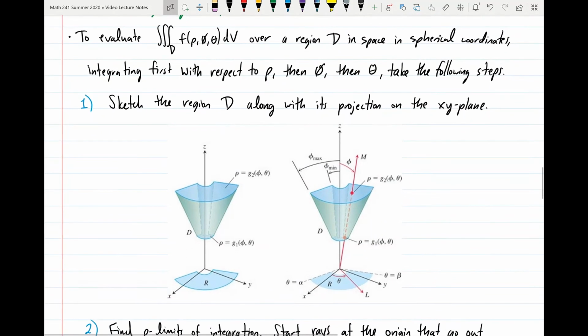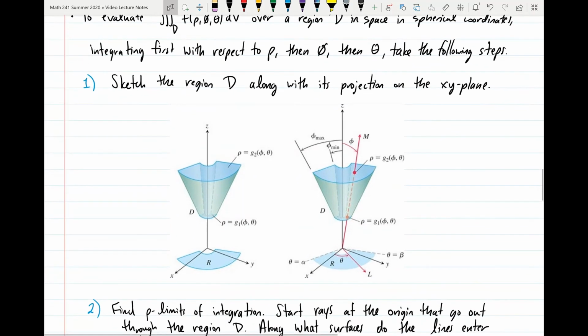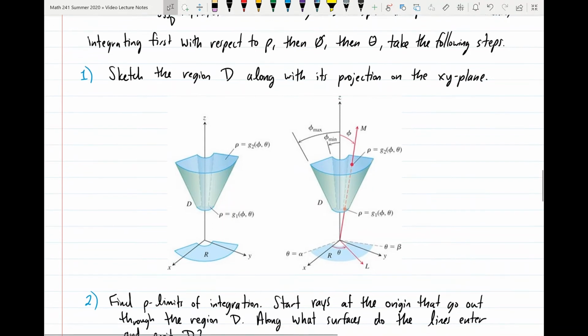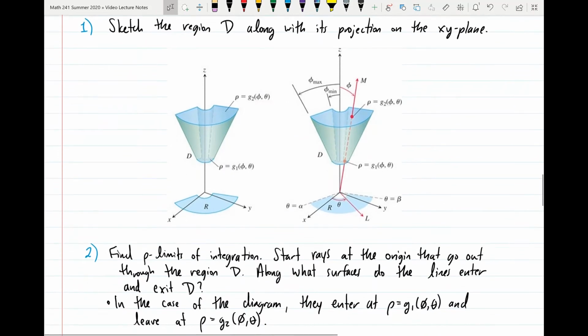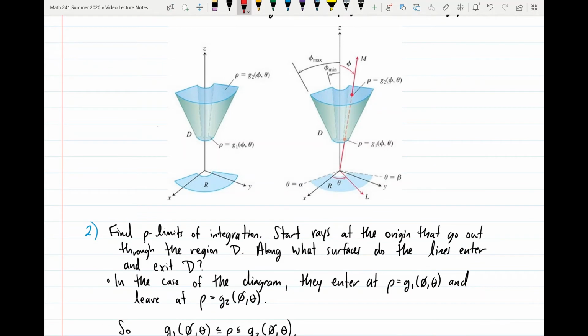So the first thing, just like we always do, regardless of how you're integrating, you're going to sketch the region D in space along with its projection on the xy plane. And this is just to give us some visualizations so we can pick out what the limits of integration are going to be for our three different variables. So you can see that we have our region D in space here, and then we also have the projection of that region down onto the plane that's given by R.